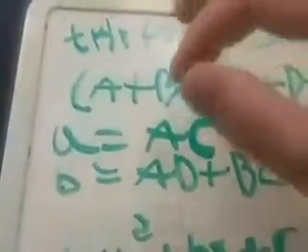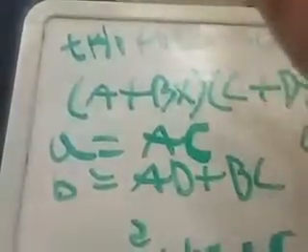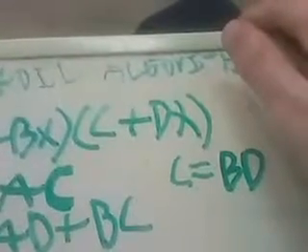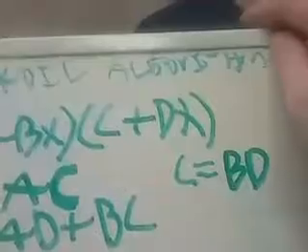Right here, to figure out A is A times C. B is AB plus BC, or A times D plus B times C. And C over here, for the C in the quadratic, is B times D. And that's how I do it.